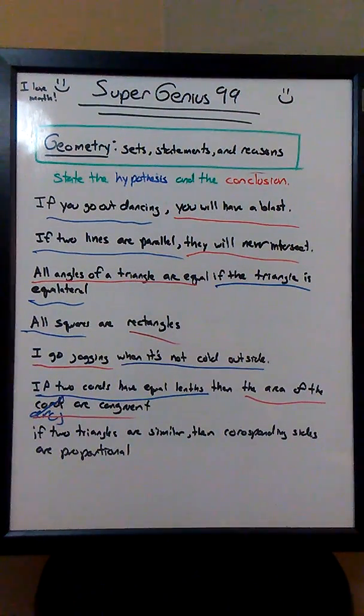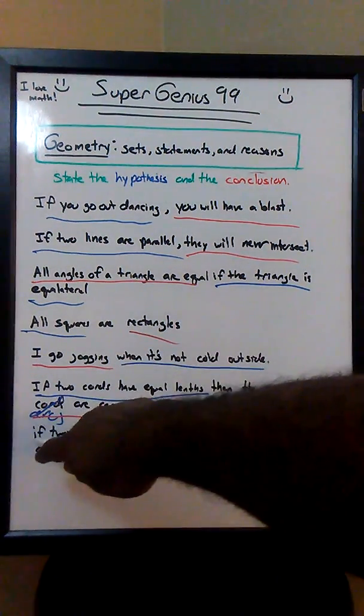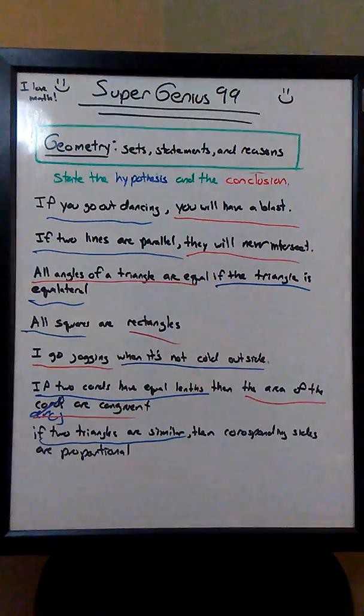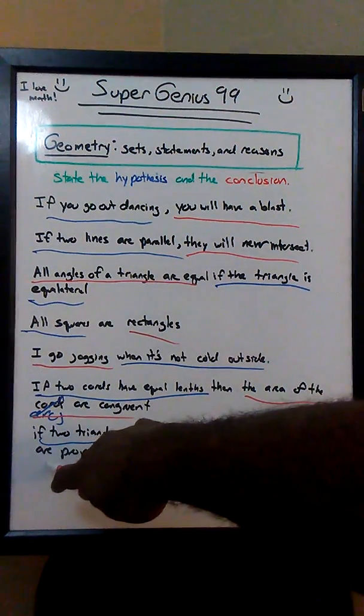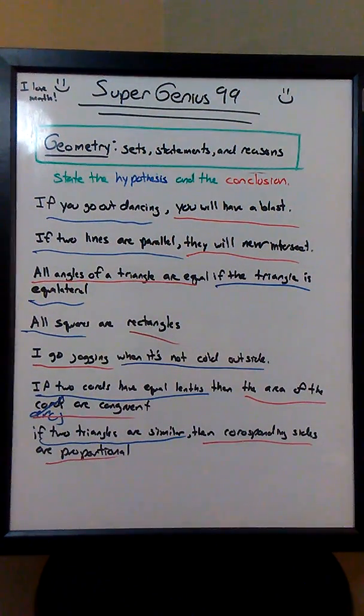Okay. If two triangles are similar, then corresponding sides are proportional. So the if pretty much gives it away. What the hypothesis is, if two triangles are similar. And what's your then statement? Then corresponding sides are proportional.